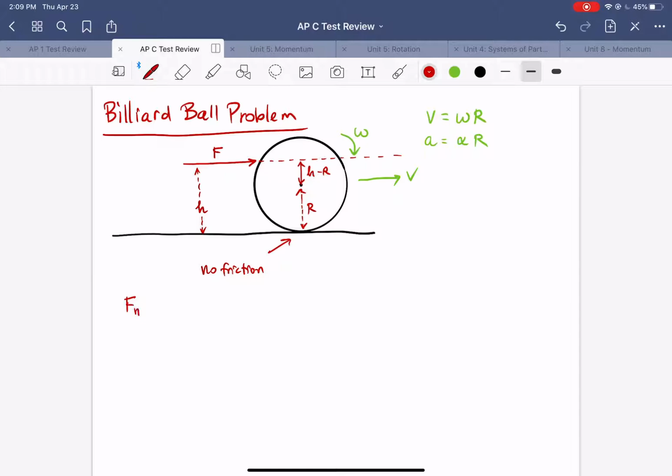Okay, so we can start writing our Newton's second law equations. F equals ma.